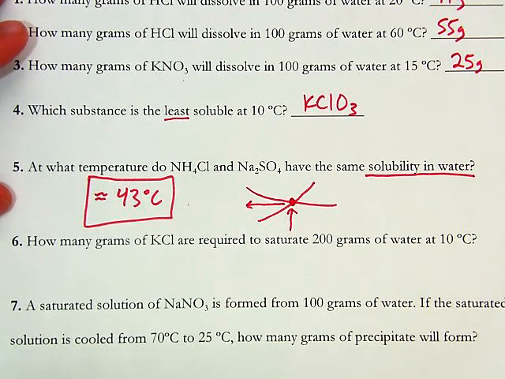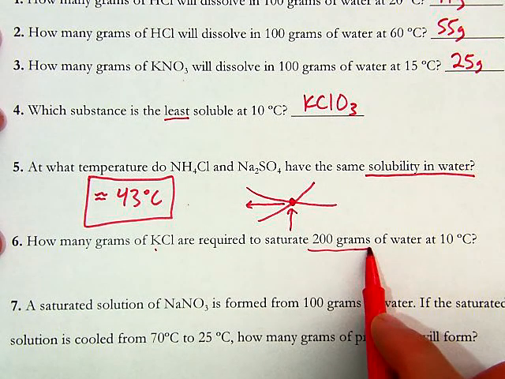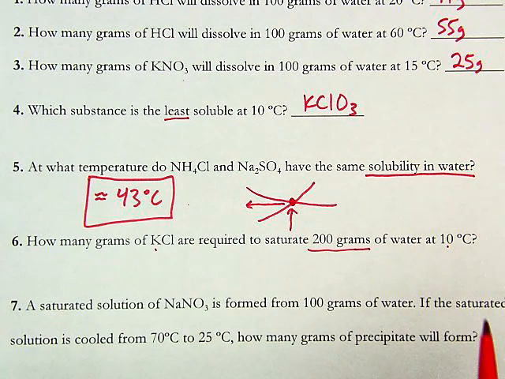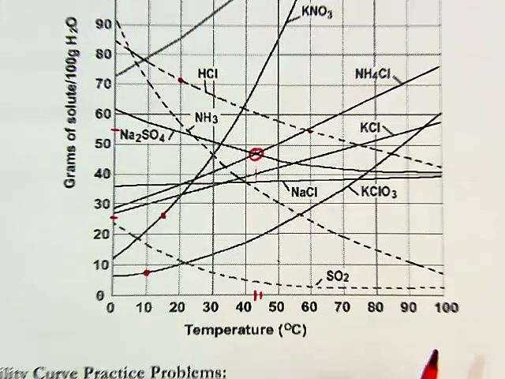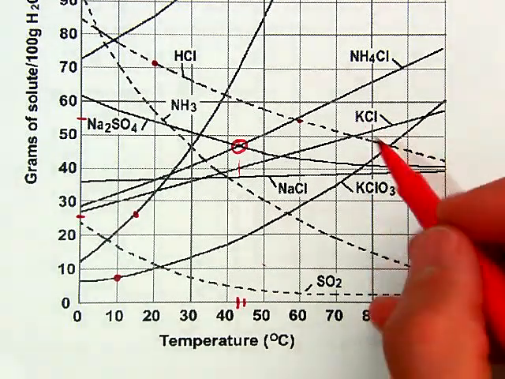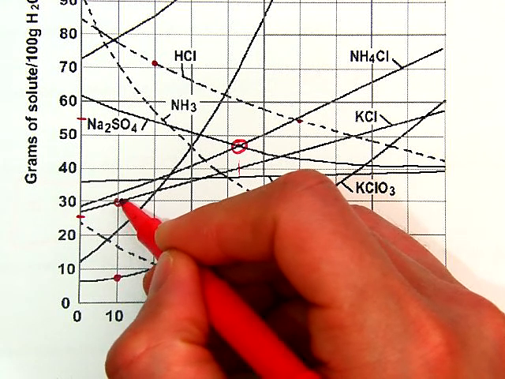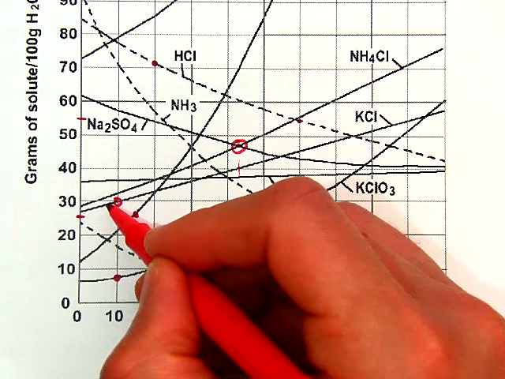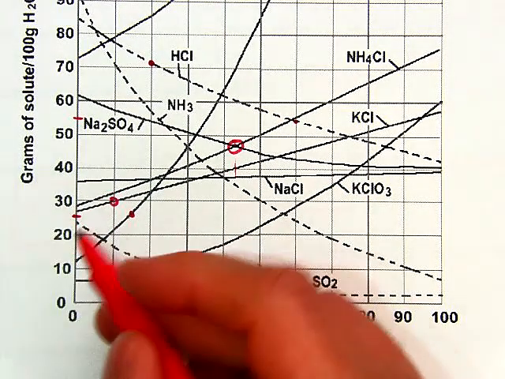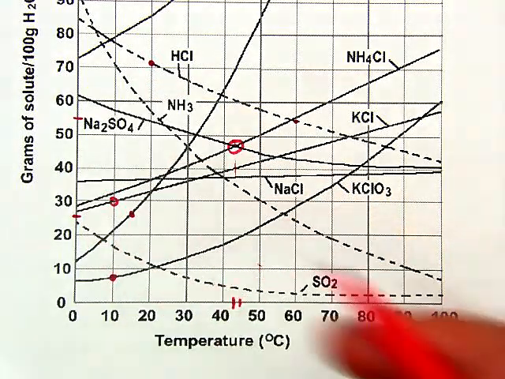Now, number 6 is kind of like we did in the first 3, but it's a little different. It says, how many grams of KClO3 are required to saturate 200 grams of water at 10 degrees Celsius? So if we look on this chart, KClO3 is this line at 10 degrees. So we're right here, which is 30 grams. So 30 grams can dissolve in 100 grams of water at 10 degrees.